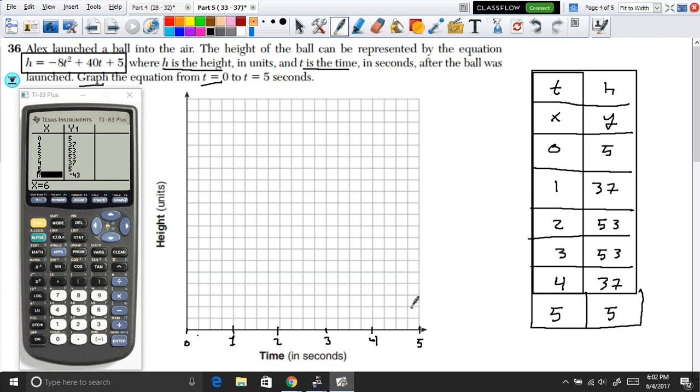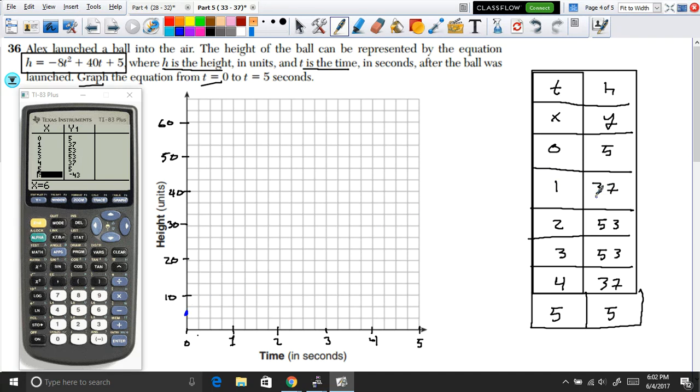Let's say it's 10, so every 3 squares is 10. All right, cool. Let's label those points. So we got 0, 5. So when x is 0, y is 5. It's somewhere around here.